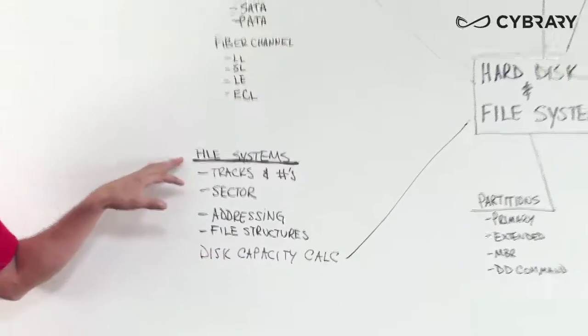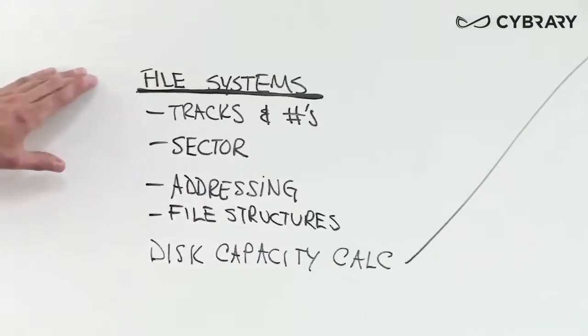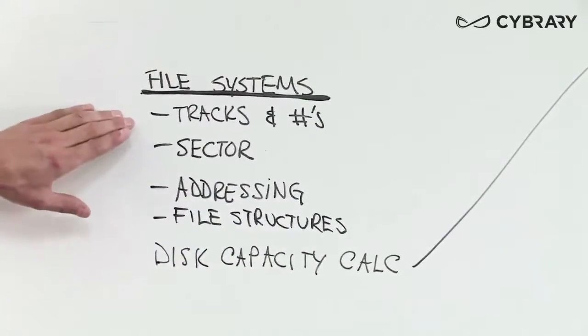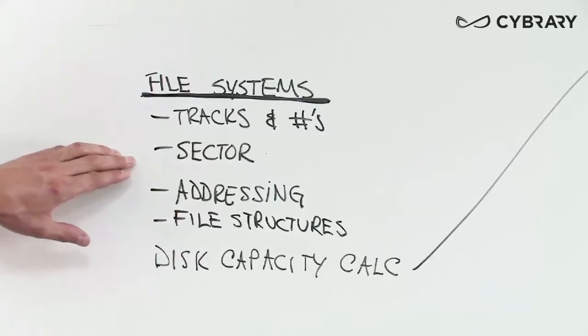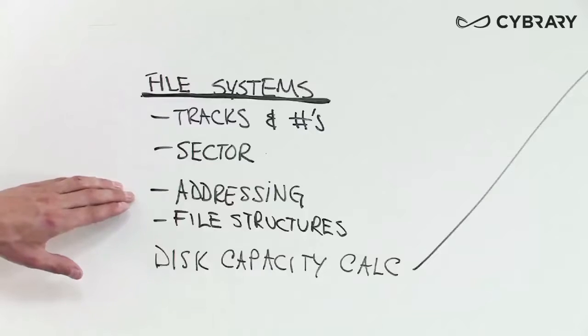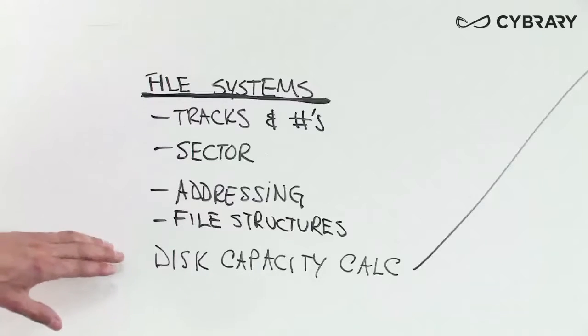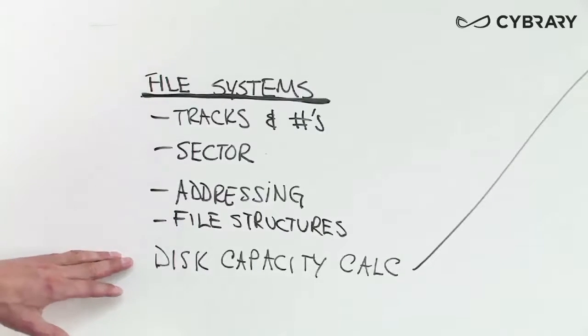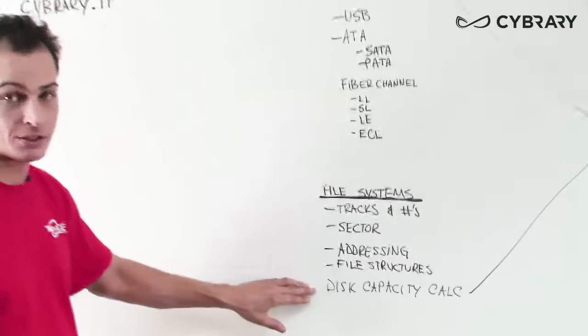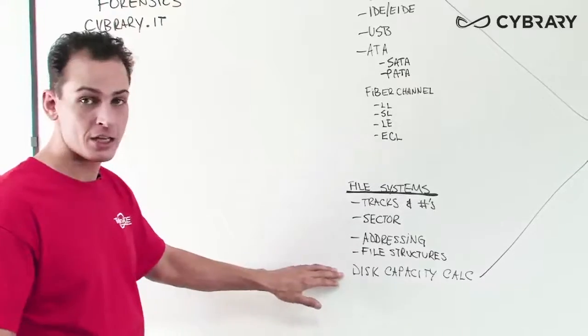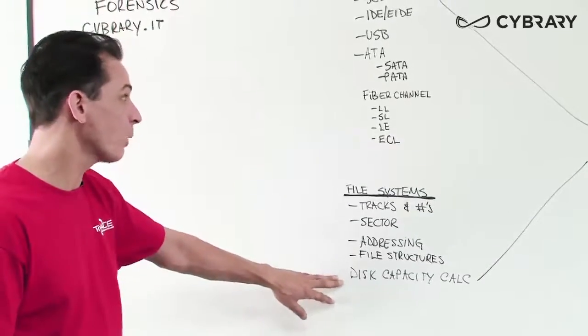Next, we can go into the file systems and all of the factors there, like the number of tracks or the track density, or how to do sector sizes, or how do you look at the addressing or the file structures, or even how to do a disk capacity calculation. While we have computers that'll tell us how to do that for us, it's a good idea to still know how to do that manually as well.